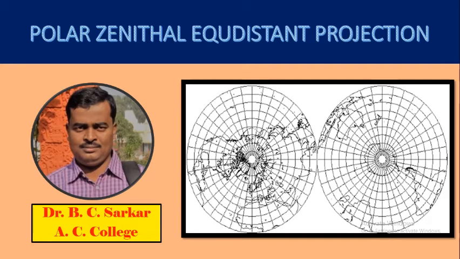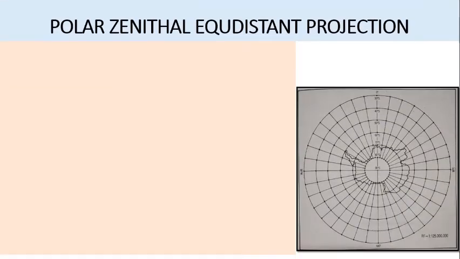Let us discuss today the polar zenithal equidistant projection. By the name, it is a polar projection, that means the polar case, and it is an equidistant projection, that means distance is maintained properly. Distance on the globe remains the same on the two-dimensional projection. That's why it is called an equidistant projection.